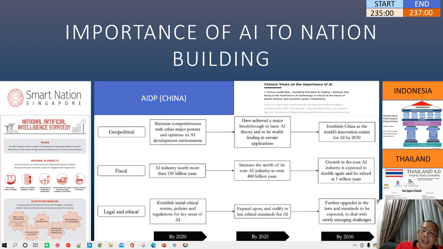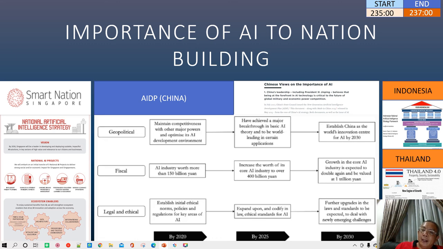So the AI industry alone is something that China can sell solutions to the world. At the moment it's worth 150 billion yuan, and they want to increase it to 1 trillion yuan at one point in time. They want to develop dominance of the market. And then from a legal and ethical point of view, they also want to develop policies on how to manage AI so that AI is applied in an ethical way. Because AI can also be applied in an unethical way.